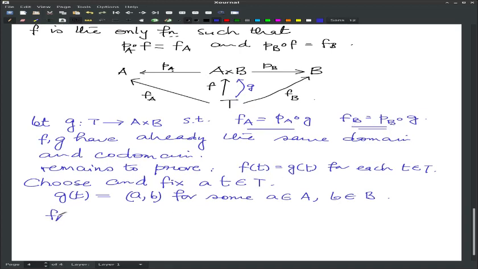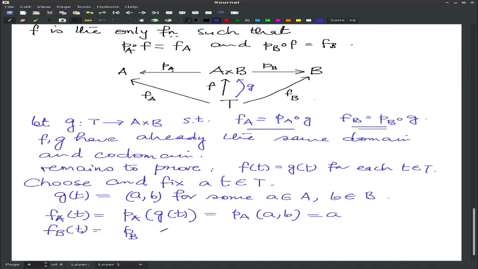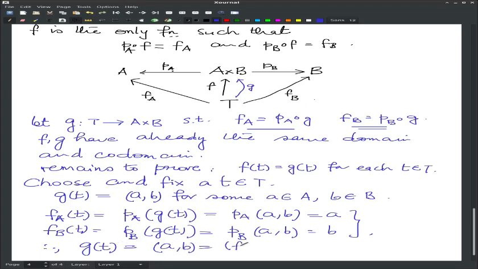Now, let me apply these rules. So, FAT is equal to PA of GT, which is PA of AB, which is A. And similarly, FBT is PB of GT, which is PB of AB, which is B. So therefore GT is equal to AB is equal to FAT, FBT, and this is nothing else but your FT.